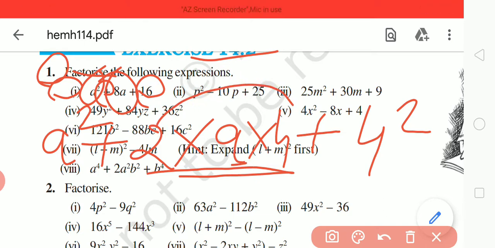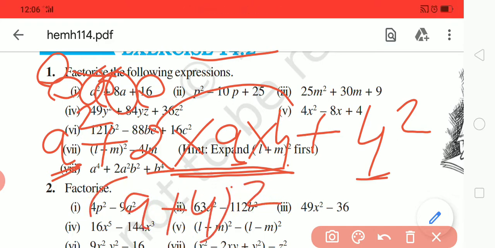So you can compare it to a square plus b square plus 2ab. Here a is a and b is 4. So this is a plus 4 whole square, right? So this is the solution of the first part.